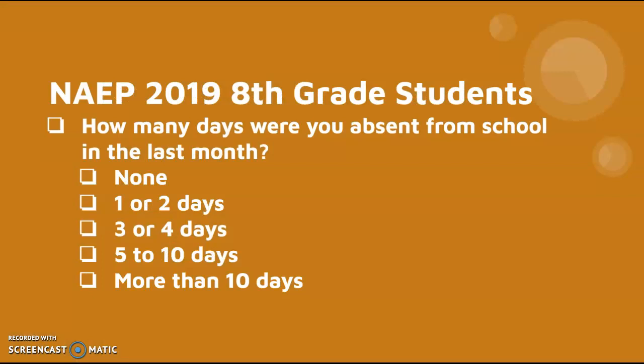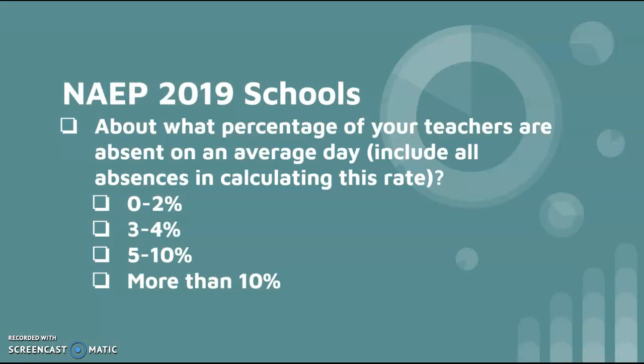On the 2019 NAEP survey for 8th grade students, the following question was asked. How many days were you absent from school in the last month? None, 1 to 2 days, 3 to 4 days, 5 to 10 days, or more than 10 days.